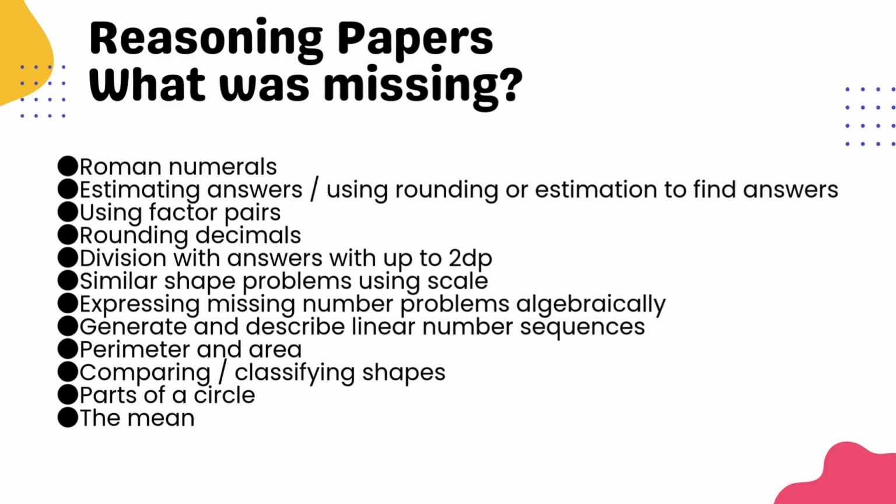Perimeter and area didn't come up last year, but I always think they're easy marks to get. So they may come up next year. Classifying shapes didn't come up. So understanding that, identify all the shapes that have 4 straight lines or 4 right angles, or what do you call a shape that has this many sides? Parts of a circle, that didn't come up. So calculating the radius or diameter of a circle.